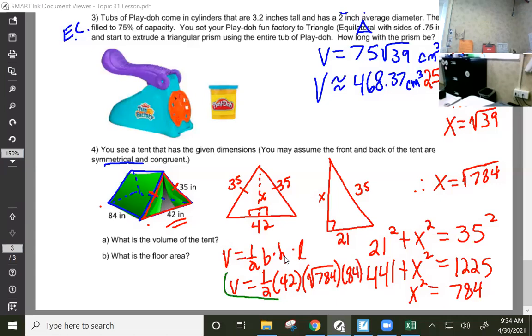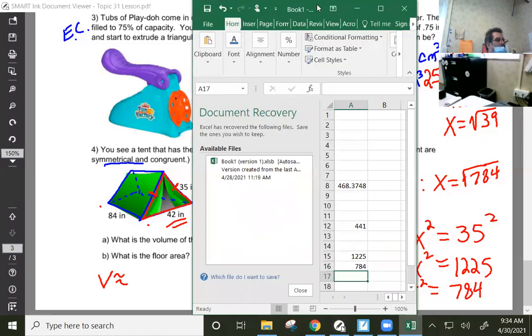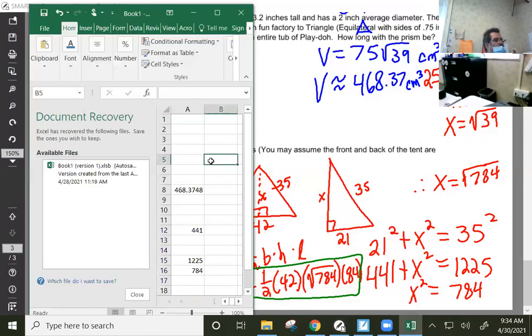Okay. So there's what I'm going to put into my number blender to get an approximation. When I get numbers this big, I just go right to the blender. All right, here we go. It equals 0.5 times 42 times 784 raised to the 1/2 power times 84.